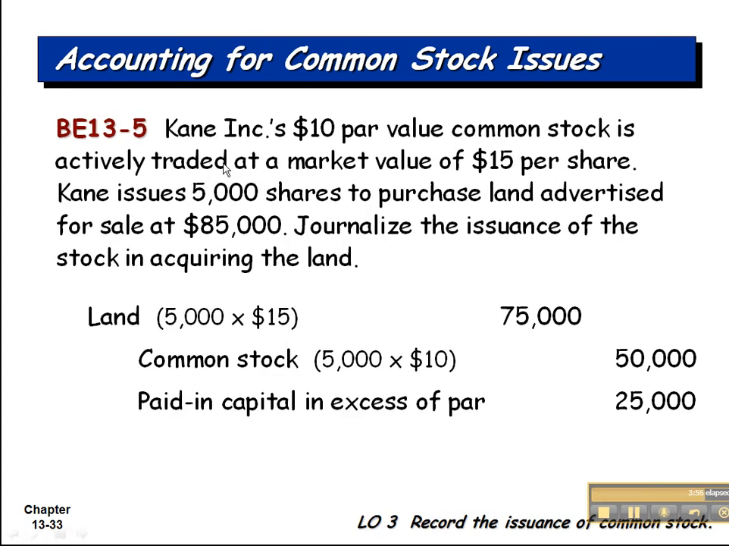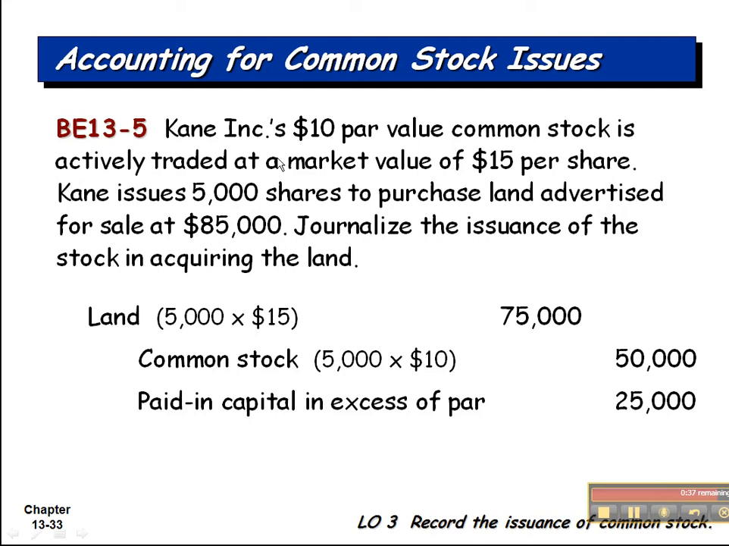One more example, Kane Incorporated. Kane Inc.'s $10 par value common stock is actively traded in the market for $15 per share. Kane issues 5,000 shares to purchase land advertised for sale for $85,000. So the journal entry to acquire the land is we're going to debit land for $75,000. The way we're going to get that is 5,000 times $15 per share.